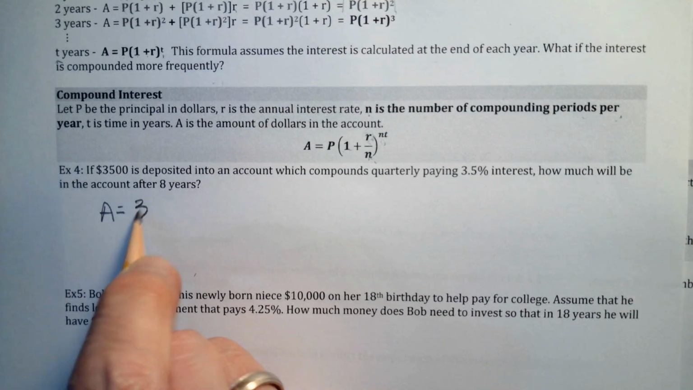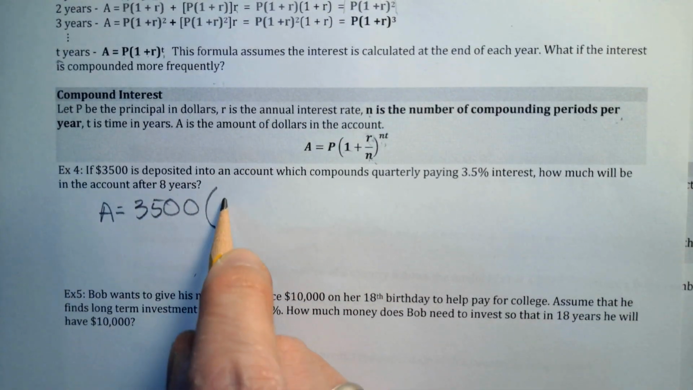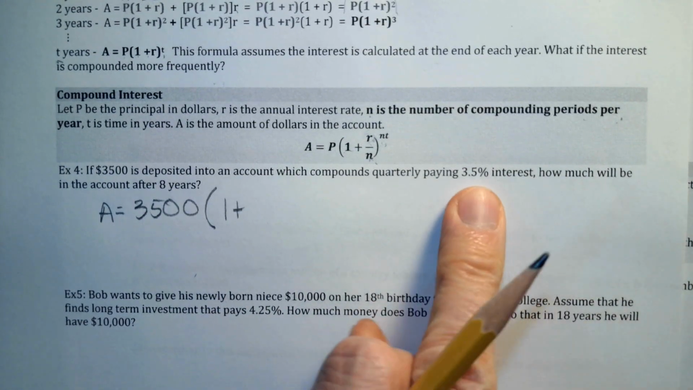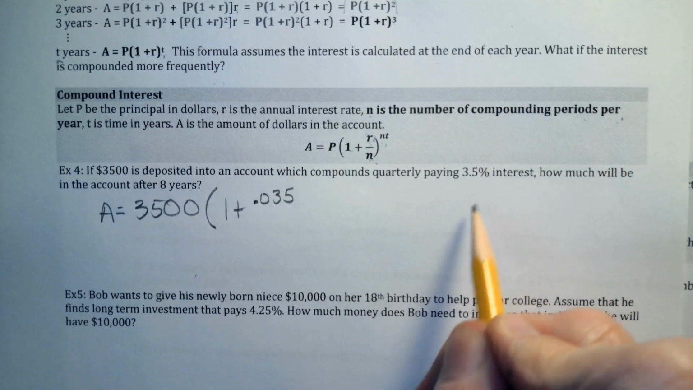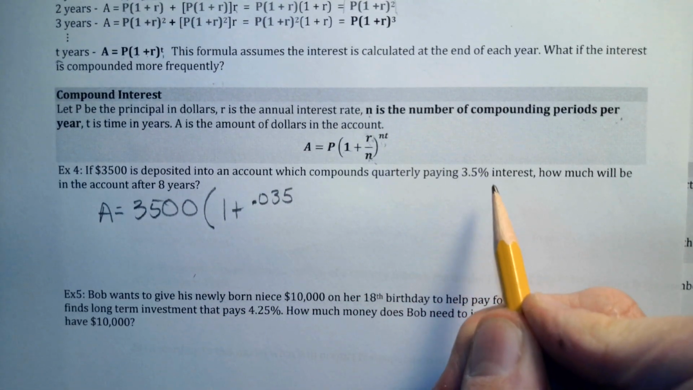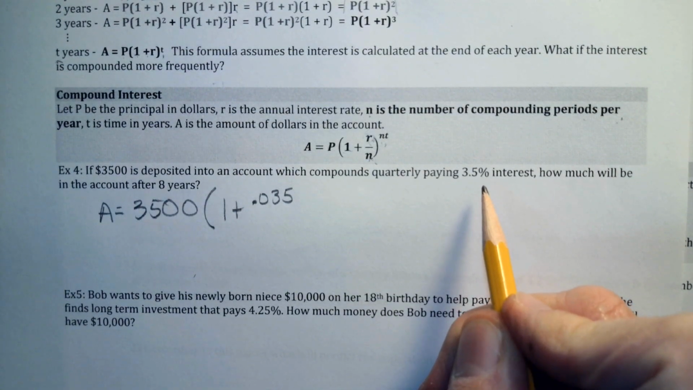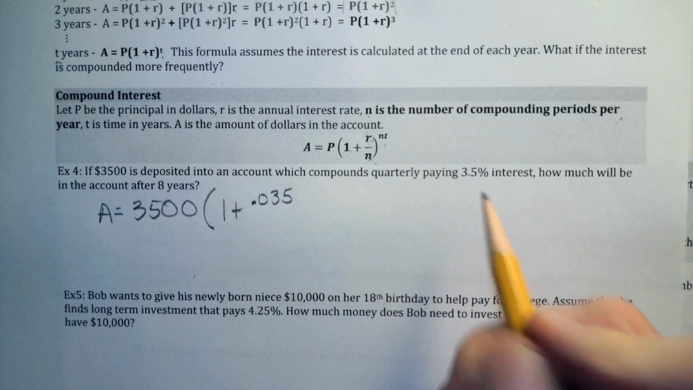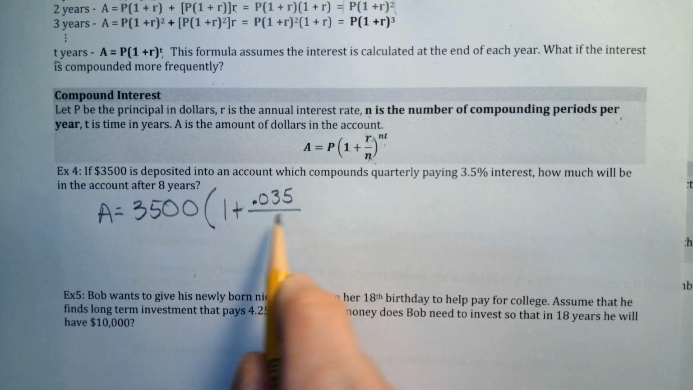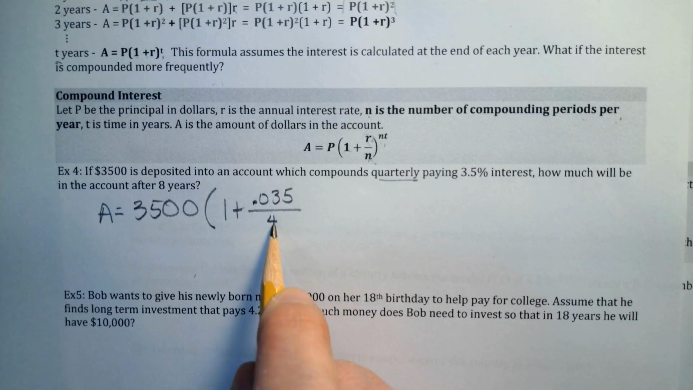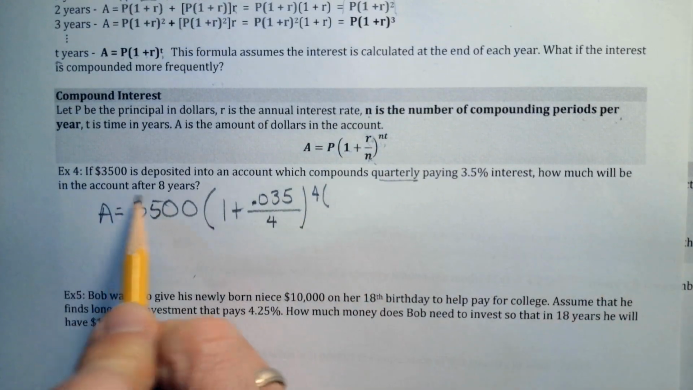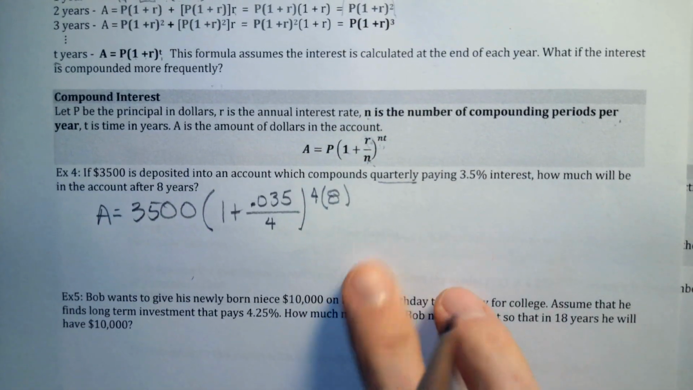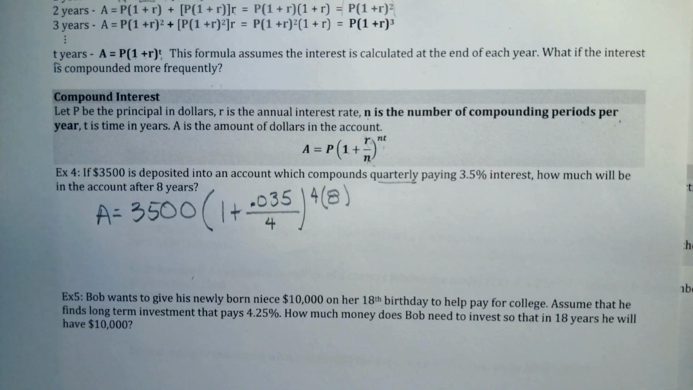Okay, so the amount is equal to 3,500 times 1 plus, and then the interest rate. Now be careful. You got to put that in as 0.035. If you put it in as 3.5, then you're really calculating an interest rate of 350%, which means you would more than triple your money every year, which is really unheard of. And then quarterly, so that means this is a 4. And then 4 times t, and t for us is 8 years. Doesn't have to be whole number of years, but know that it has to be in years.